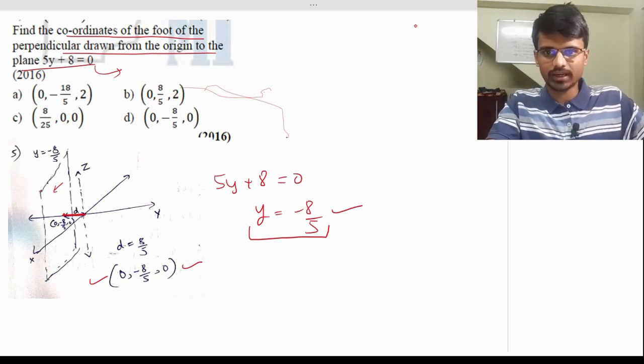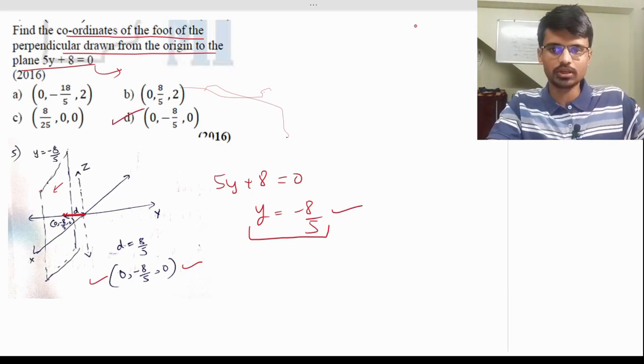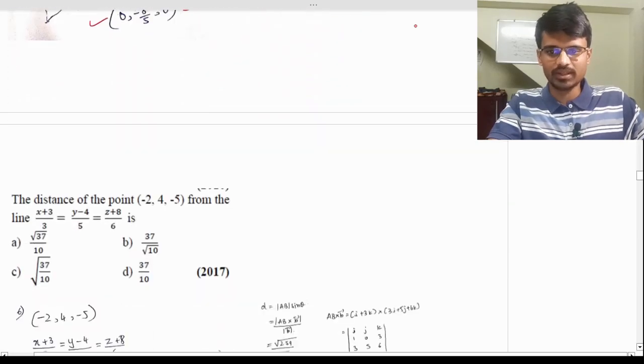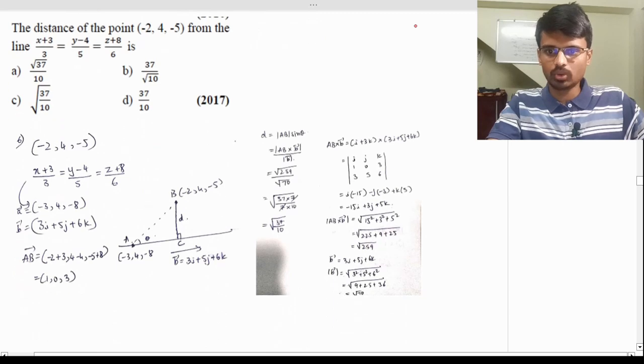So what is my correct answer? Correct answer is option D. So this is an easy question, a very easy question. You need to visualize the plane in 3D. If you can do that, this can be easily solved in under a minute. Coming to the next question.